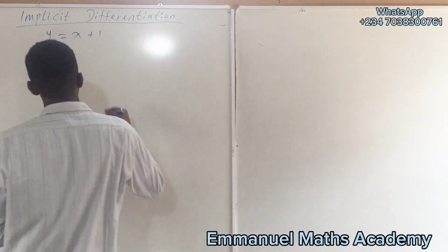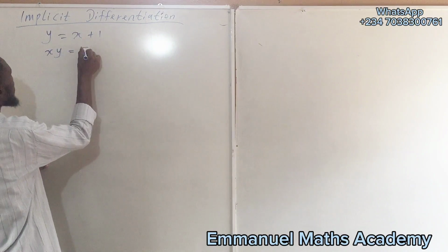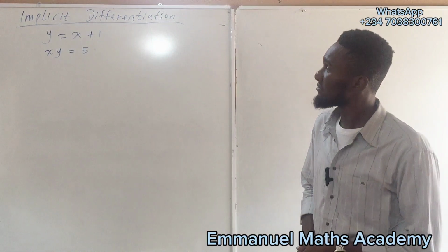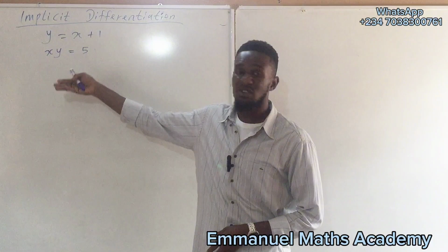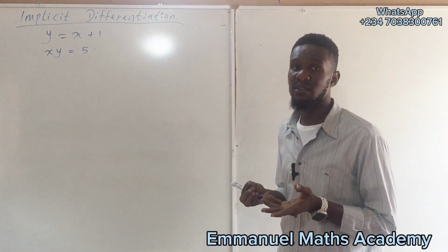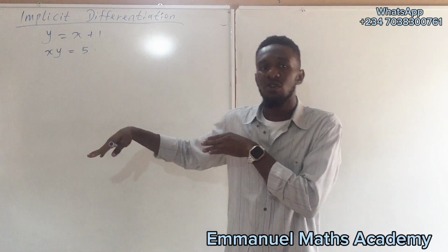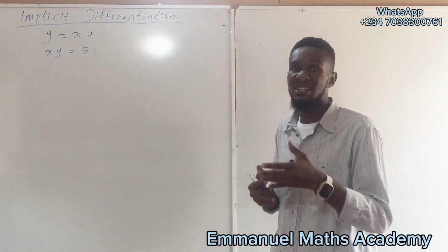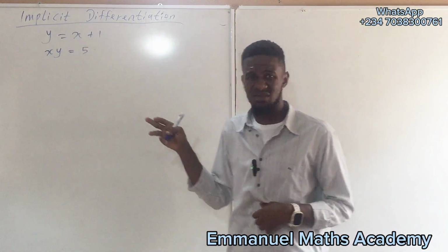Okay, but when you have something like xy equal to 5, this is what we call implicit. This is called implicit form of a function, right? When you have x and y brought together, it is called implicit. But when you have y equal to another variable, that means y is standing alone, just like you have made y the subject of the formula. Then it's called an explicit form, right?